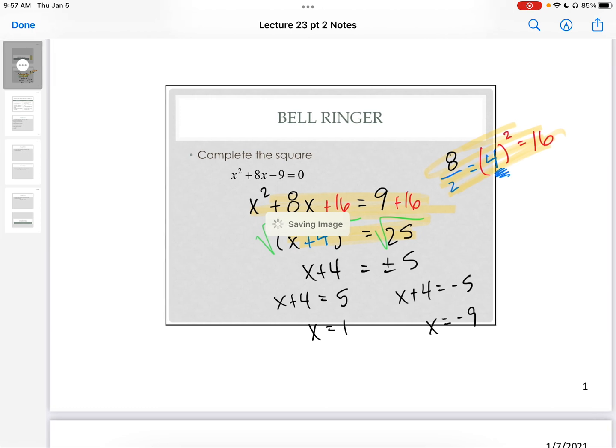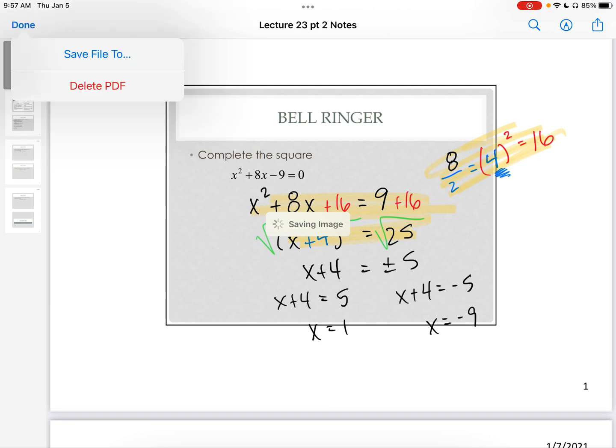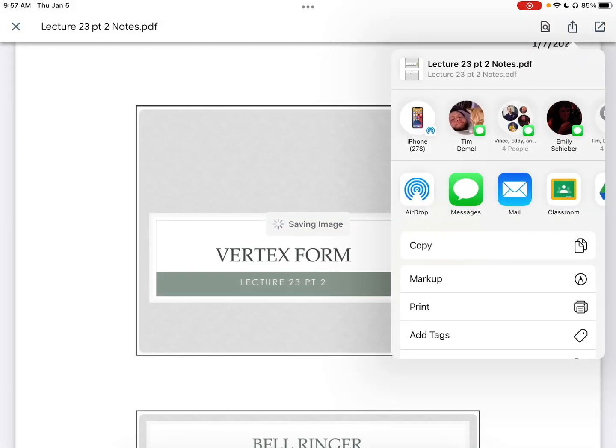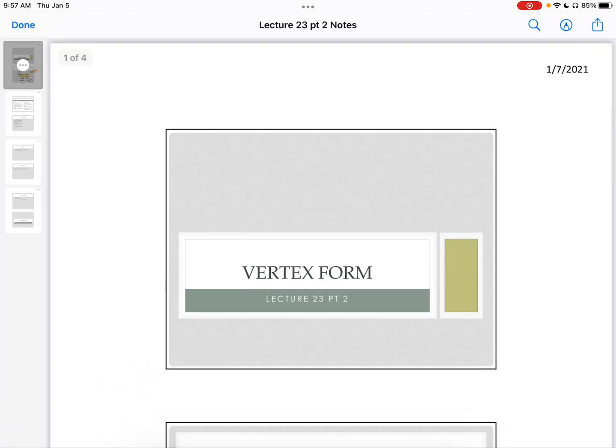I don't know why that is doing that. Can I get out of it? And then mark it back up. There we go. Perfect. Good job, Mr. Schieber.